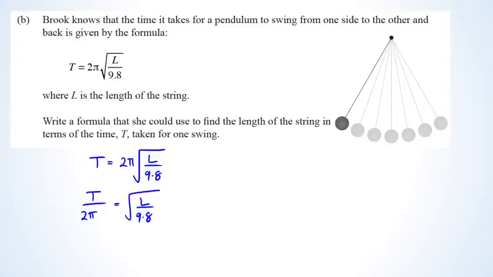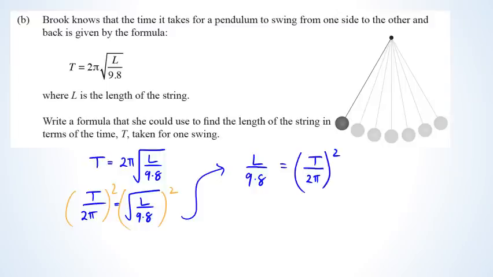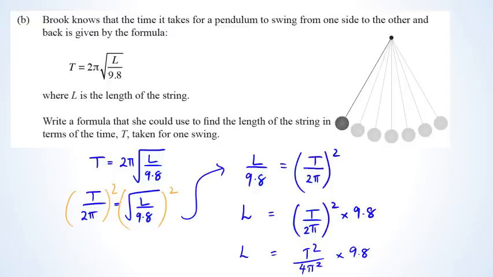Now to get rid of the square root, I square both sides. So I want to square this side and I want to square this side. And what ends up happening is I end up with L divided by 9.8 equals T over 2 pi squared. And now I need to get rid of the 9.8. So L becomes T over 2 pi squared multiplied by 9.8. Now you can expand this further if you want. So this will become T squared over 4 pi squared times 9.8. So that's another way you can do it.